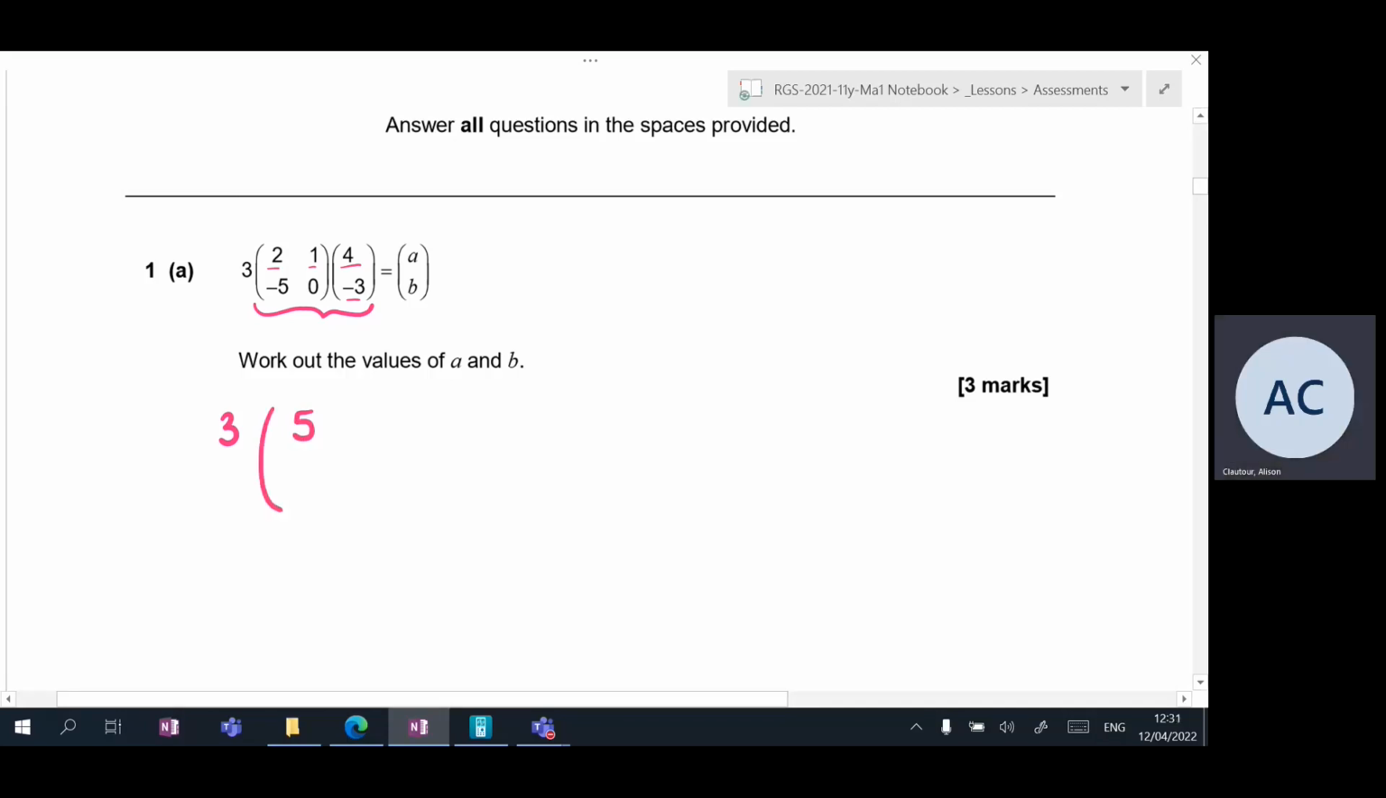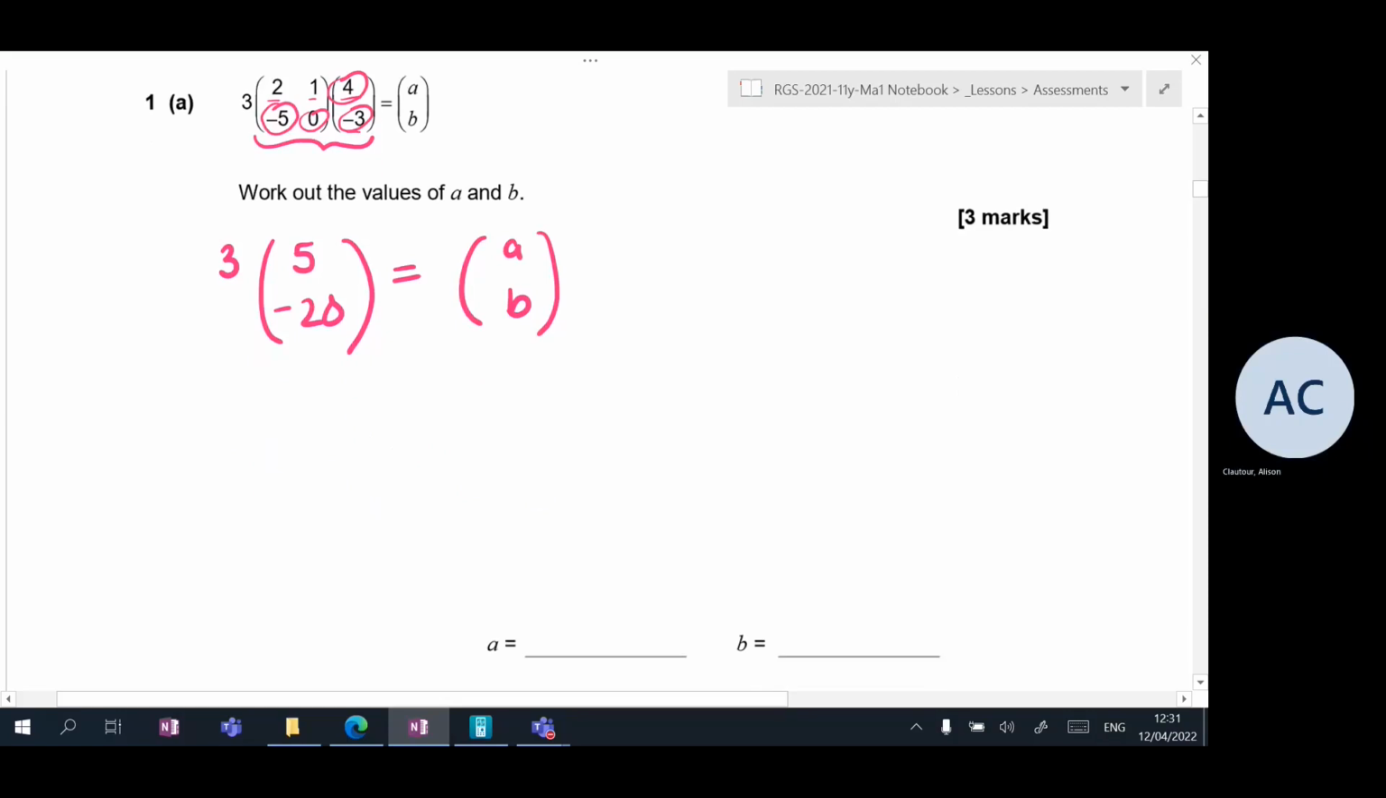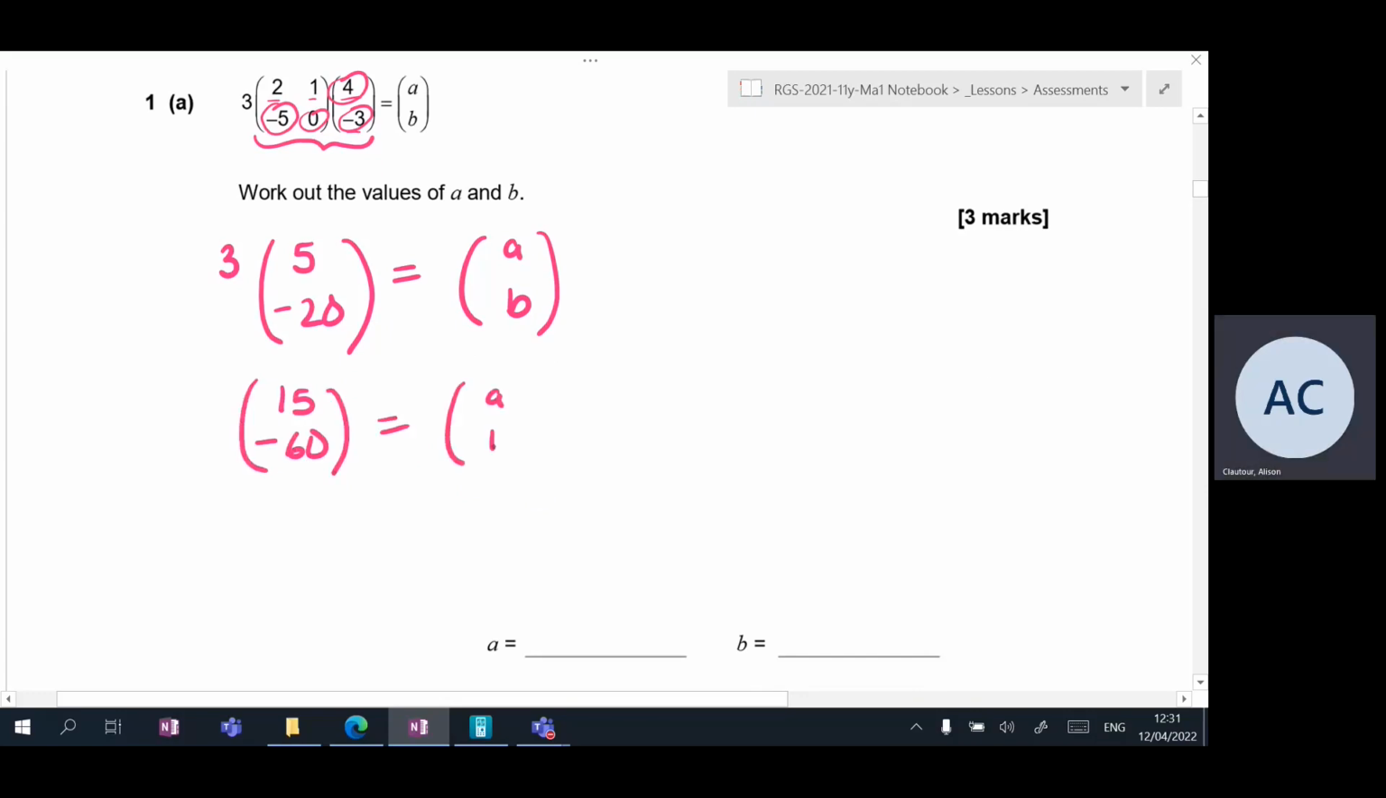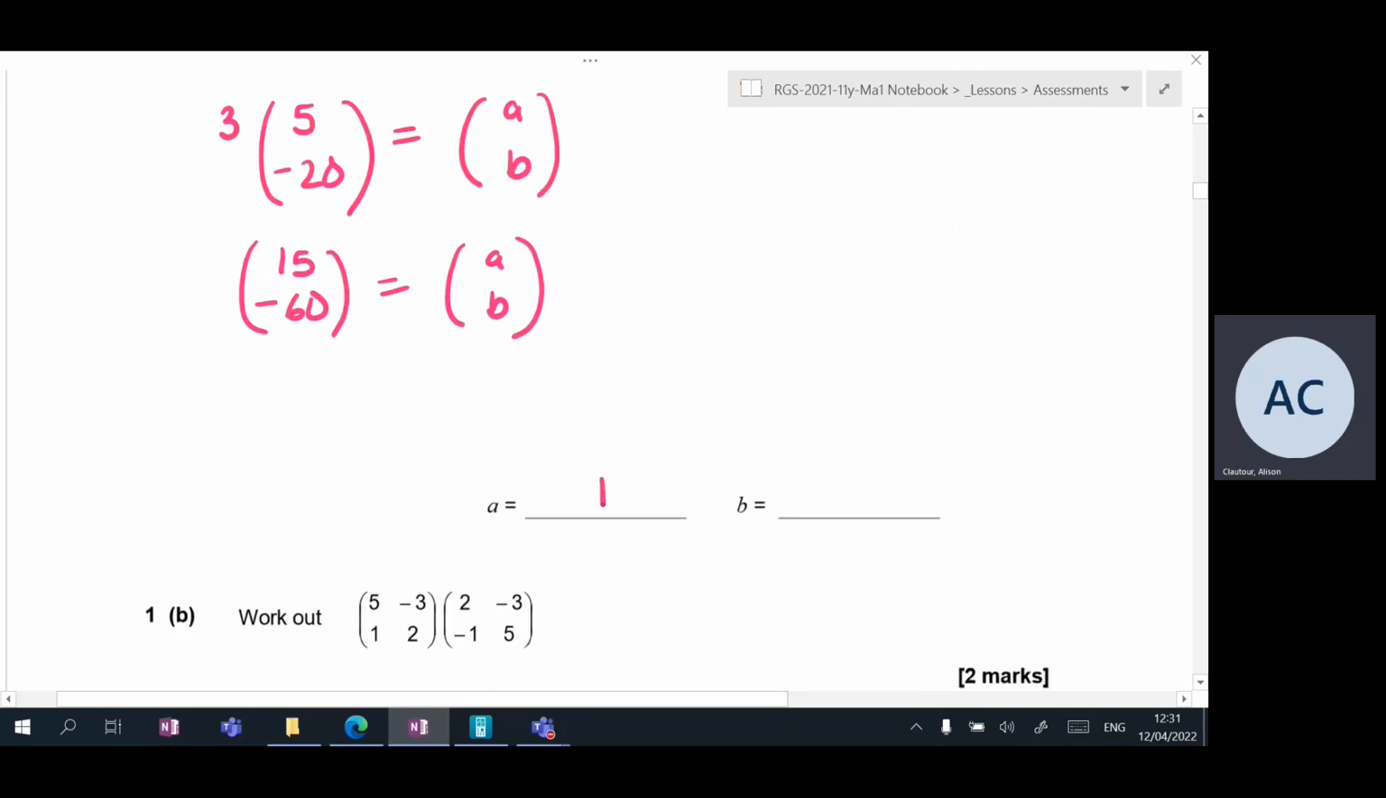And then if we do the same on the bottom row, this time we're doing minus 5 times 4, so minus 20. And then the other 2 elements give me 0, so just minus 20. So we know that's going to equal AB. And then I'll just multiply that matrix by 3, so it becomes 15, minus 60. So A is 15 and B is minus 60.